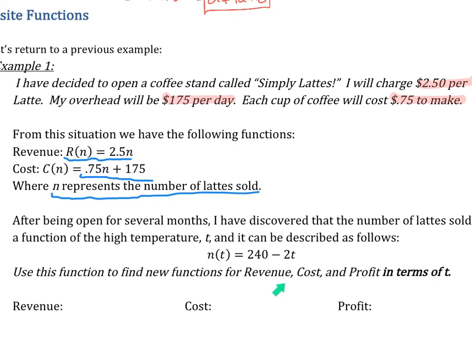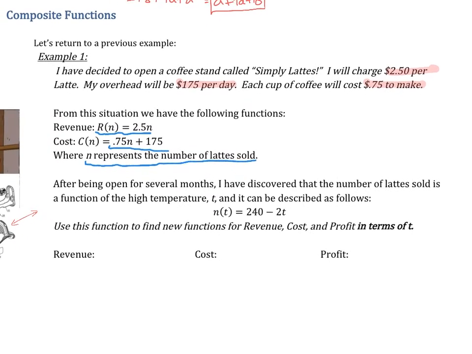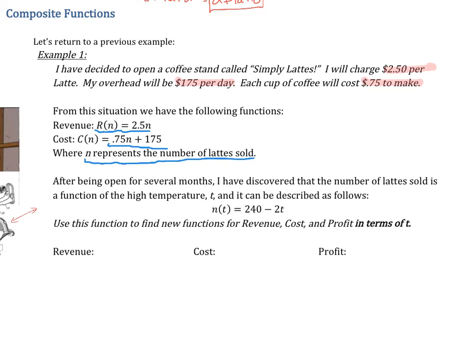After I've been open a little while, I realized that when it's colder outside, I sell more lattes. When it's hot outside, because I'm only selling hot lattes, I don't sell as many. So I came up with this function: the number of lattes is a function of temperature, and it's about 240 minus 2T. If we have our temperature in Fahrenheit, that will give me the number of lattes. So if I know the high temperature for the day, I can predict the number of lattes I sell.